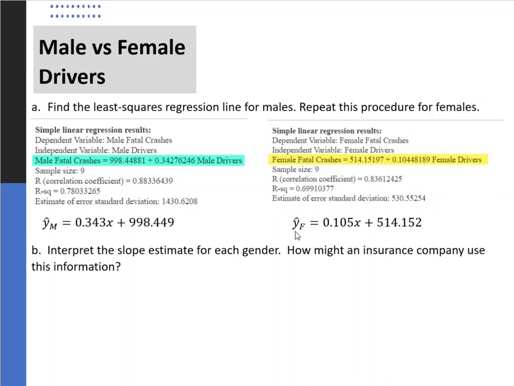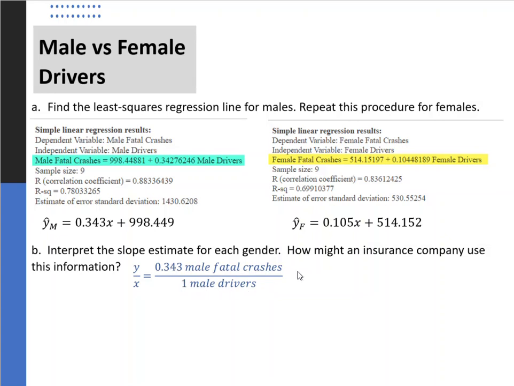As we've seen previously, in order to interpret the slope, it's easiest and helps us organize our thoughts if we write it as that ratio of y over x, which is how we define slope. So our y values represent male fatal crashes. Our x values, or explanatory values, represent male drivers. So I have put into this ratio the value for slope, which we can see came from my original equation of 0.343. So 0.343 male fatal crashes over 1. I'm always going to write the slope over 1 male drivers.